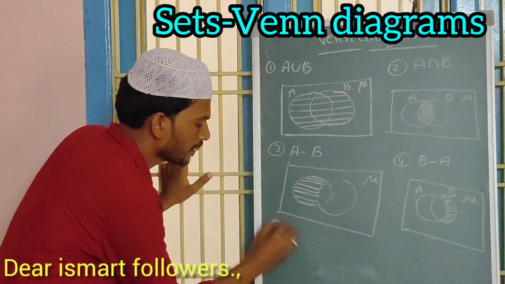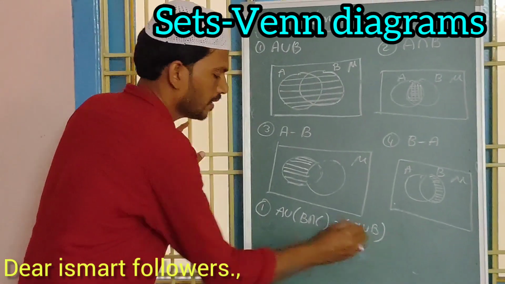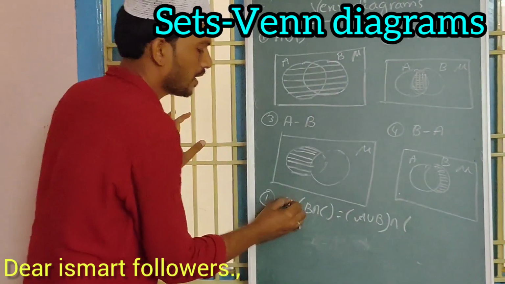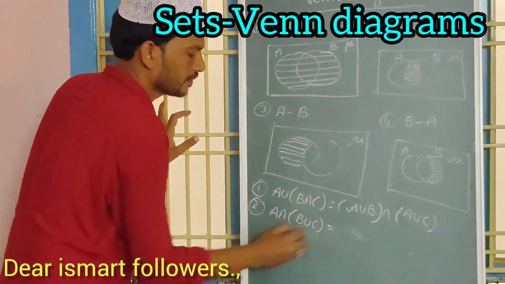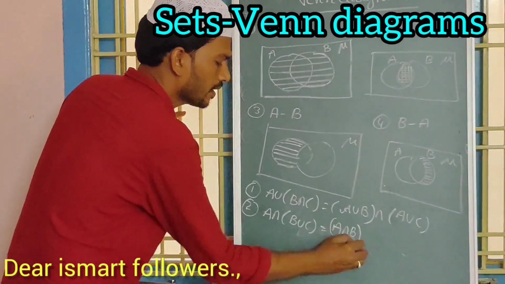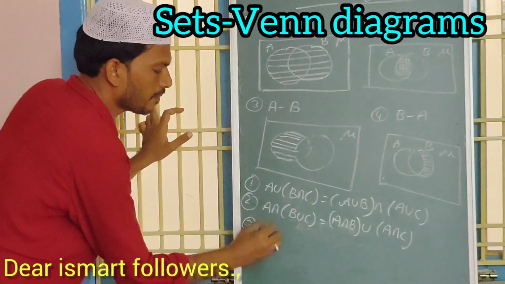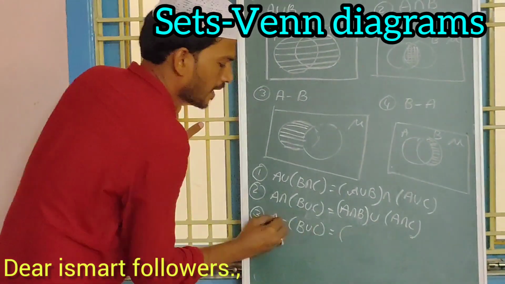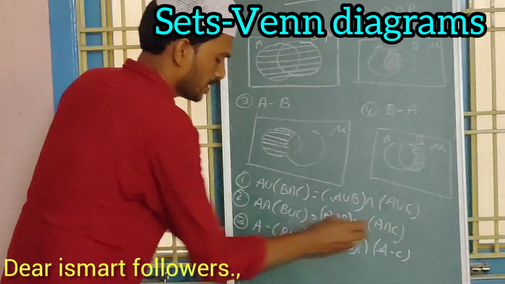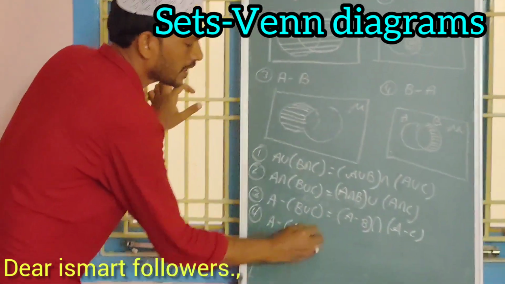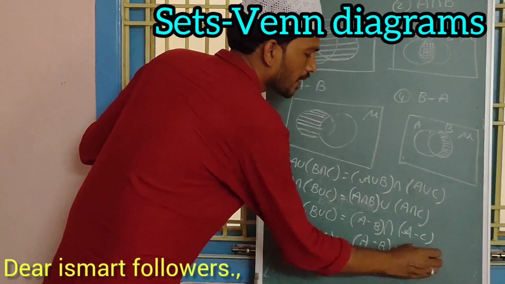And a few formulas to write. A union B intersection C is equal to A union B intersection A union C. Next, A intersection B union C is equal to A intersection B union A intersection C. Next, A minus B union C: minus is written in reverse, so union becomes intersection, A minus B intersection A minus C. Next, A minus B intersection C is equal to A minus B union A minus C.